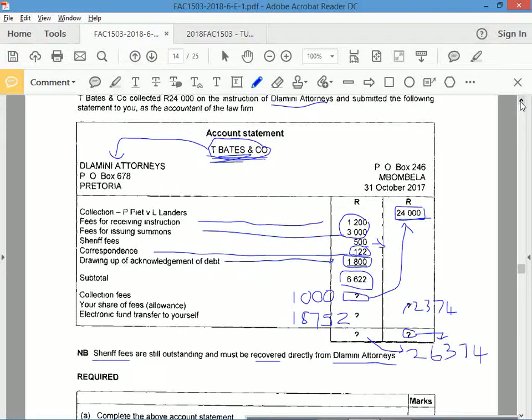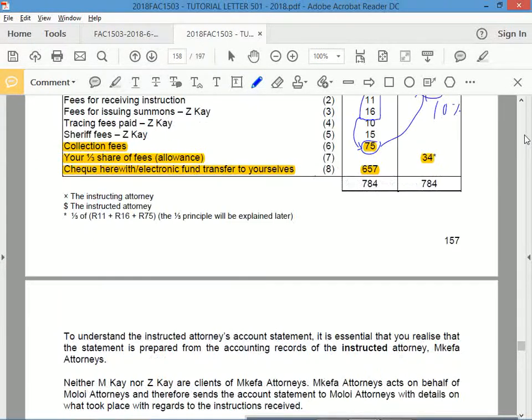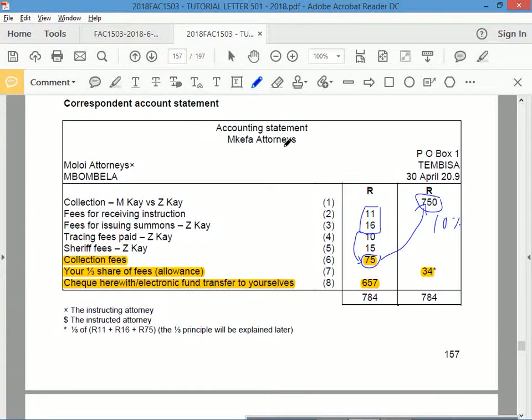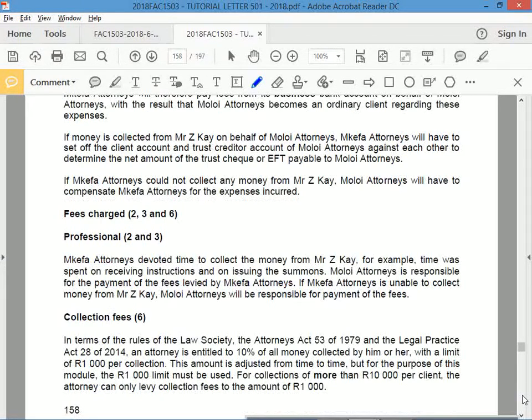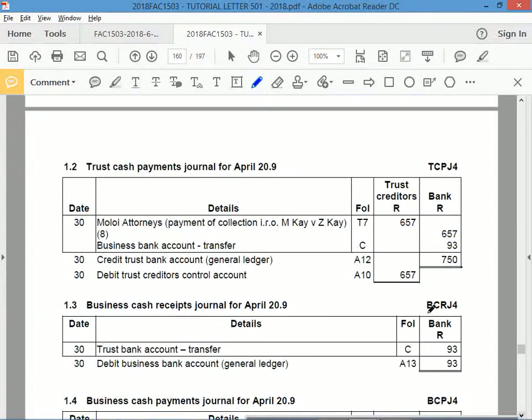Those fees are payable by the client for having received the money. Again, just to reference this, you can see here you've got fees. Those fees are whose fees? The client's. Some of the fees are the client's, some are the attorneys', depending on who's carrying the costs. So when you look at the trust cash payments journal, here's the trust cash payments journal.